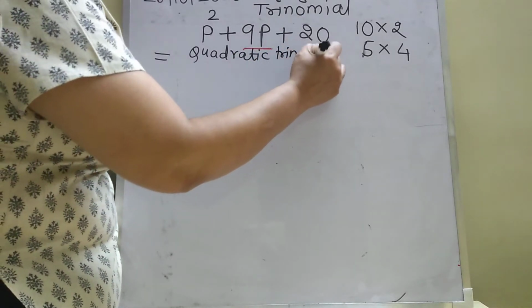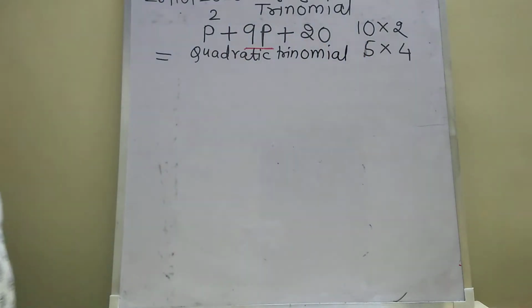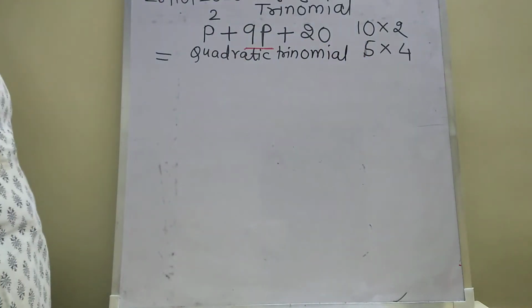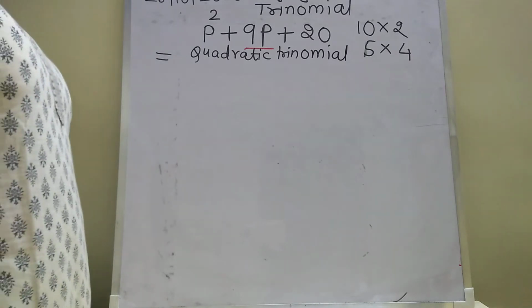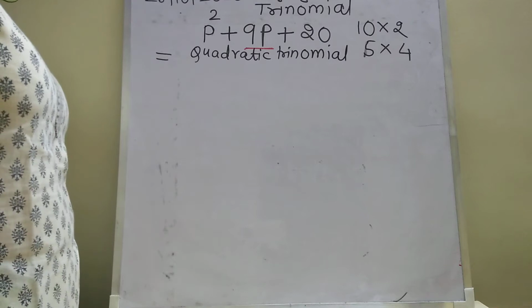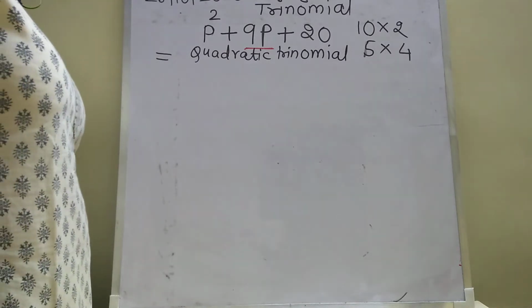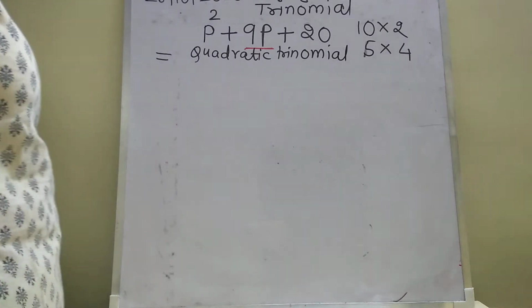Actually, in the last video, we saw various types of factorization: by grouping the terms, by using the identity, or by taking the common factor. But here, if you see, there is nothing common, and there are three odd terms, so you can't group either. So what is the method for that?